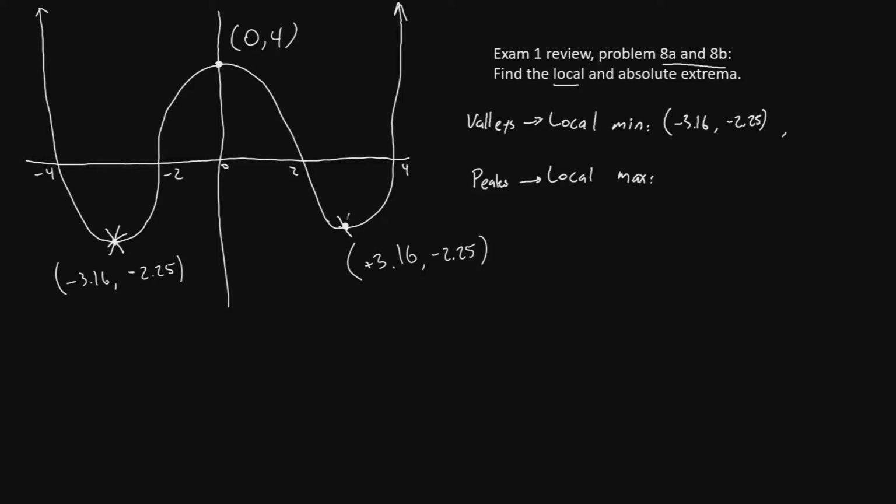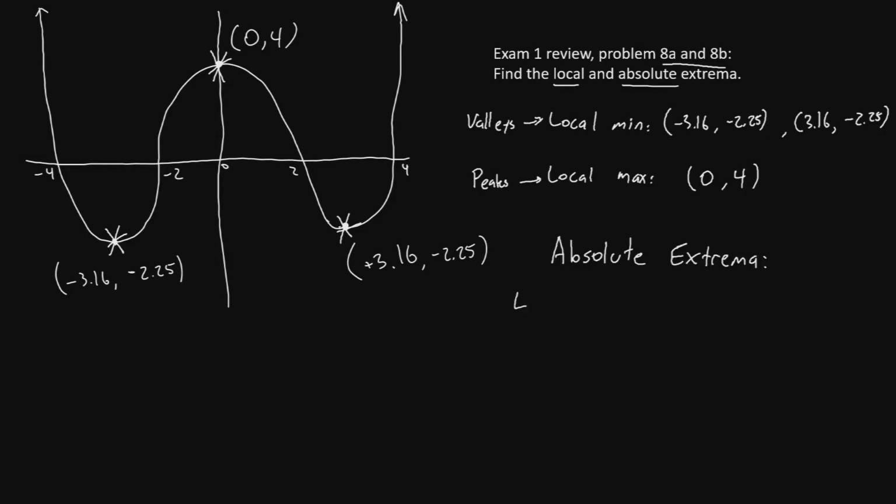Then over here on the right, we have another one. So we can say that is 3.16, comma, negative 2.25. To find our local maximums, we look for the peaks, and we have one here in the middle at 0.4. So that takes care of our local extrema. Once we found all of the peaks and valleys, we've got it taken care of.